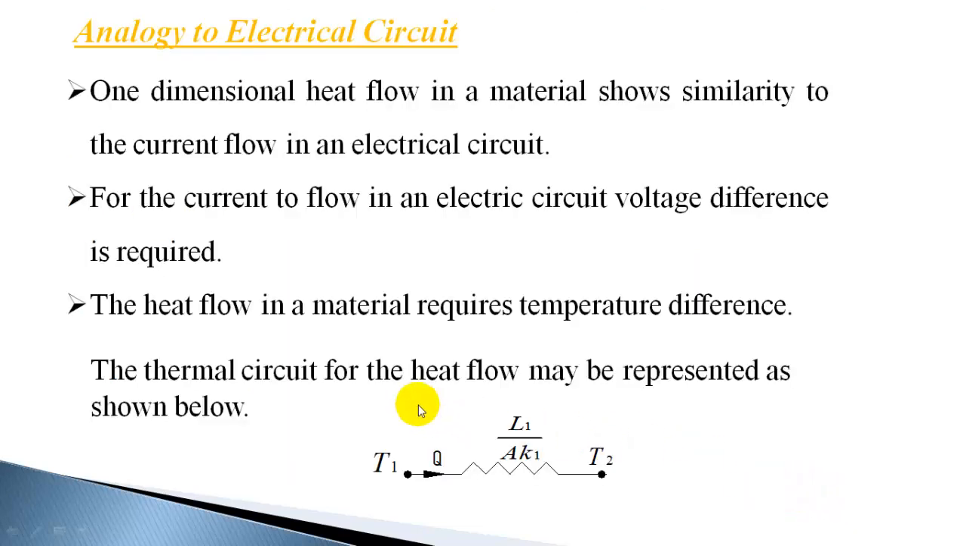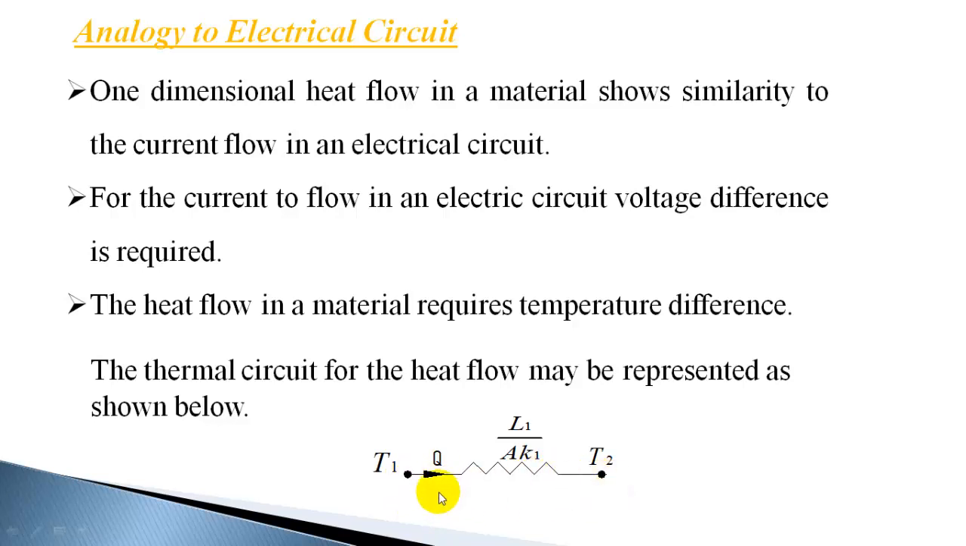Now this one-dimensional steady state heat conduction through a material has resemblance to an electrical circuit. In an electrical circuit, current flows and it requires a voltage difference, but in case of heat to flow, there should be a temperature gradient. So a temperature difference should exist. Similar to voltage difference, temperature difference should exist for heat to flow. Similar to current, we have heat. So we can represent this in the form of an electrical circuit.